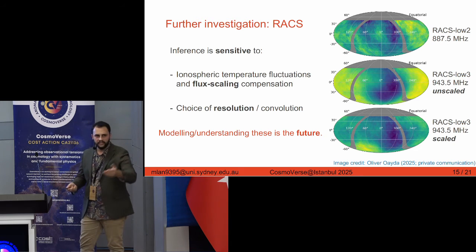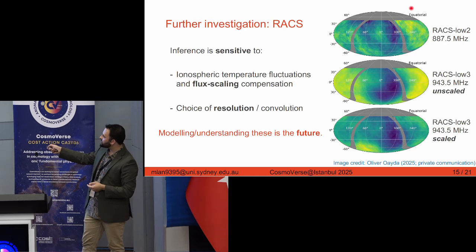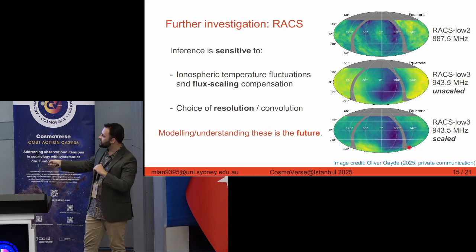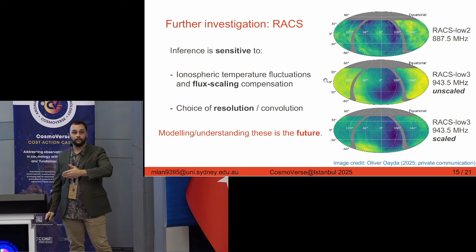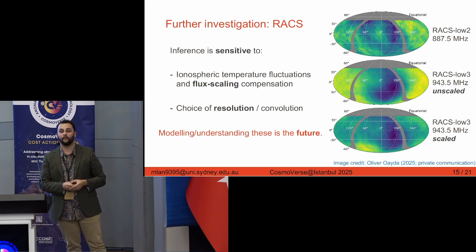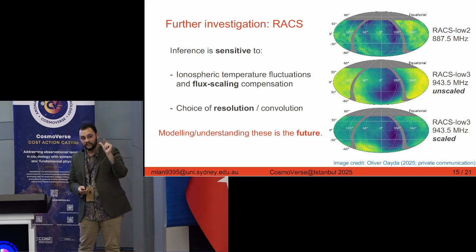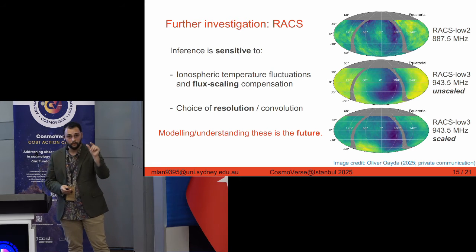Here, again qualitatively, if you look at these different RACS catalogues, which are at different frequencies and have been scaled or not scaled, you can see there's very different large-scale structure, and therefore you'd infer a different dipole. These are preliminary results, but it tells us that the future is going to be modeling and understanding systematics to the bone.